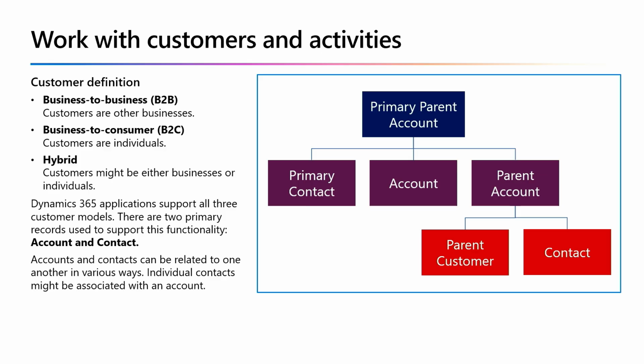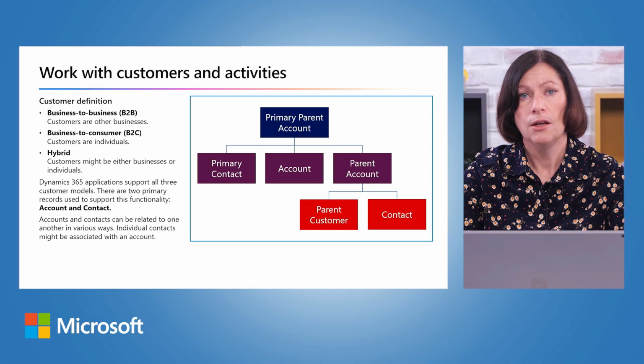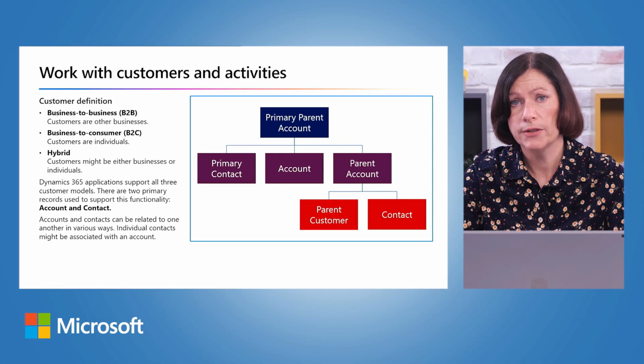For example, if Microsoft were an account within the Microsoft Dynamics 365 system, then the contacts might include Bill Gates. Each contact record in Dynamics 365 includes the parent customer field that lets you link a contact to a specific account record. While an account might have multiple contacts, it will likely have a primary contact.